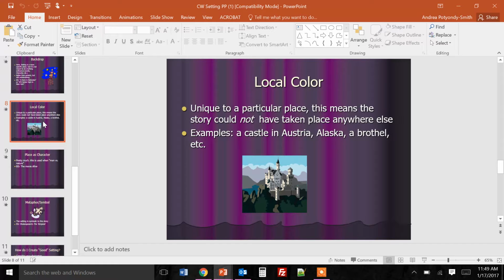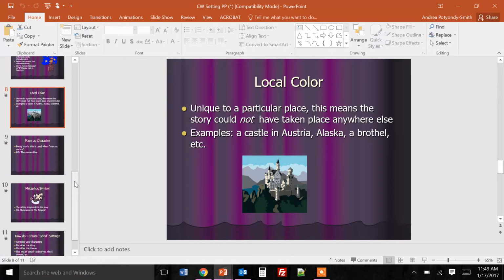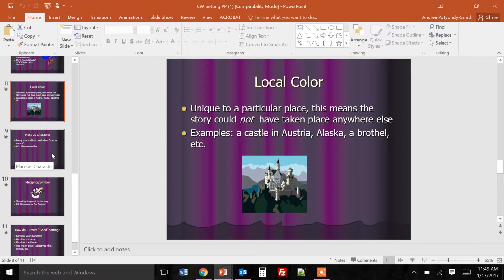Local color, that is unique to a particular place. So a castle in Austria, or you are in Alaska. Now you are in a very, very particular place, and one would assume that setting is going to somehow influence character a little bit more.